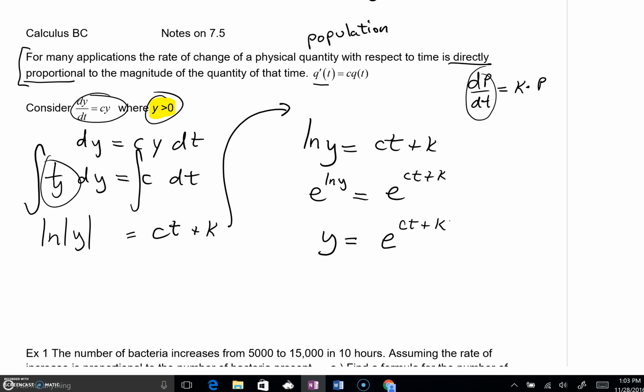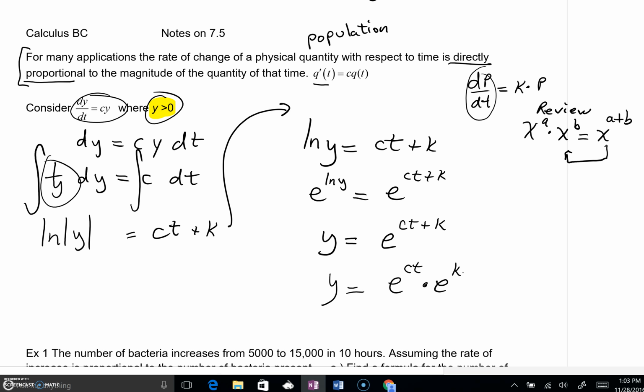Well, look, a quick exponent property review. Here's some review, guys. If I gave you x to the a times x to the b, what is that? x to the a plus b. Hey, you know what? You could start from the right side and move to the left. And kids would say, well, why are you doing that? Because then I'd say e to the ct times e to the k.